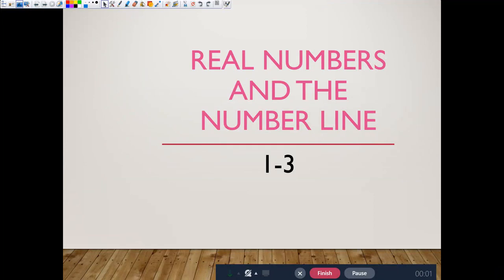Okay, so this is the real numbers and number lines notes. Our learning criteria for today is that you're going to be able to find square roots and classify real numbers. So this lesson is broken up into two different sections. The first section is finding square roots. The second section is going to be classifying real numbers, which I'll explain more what that means in a minute.